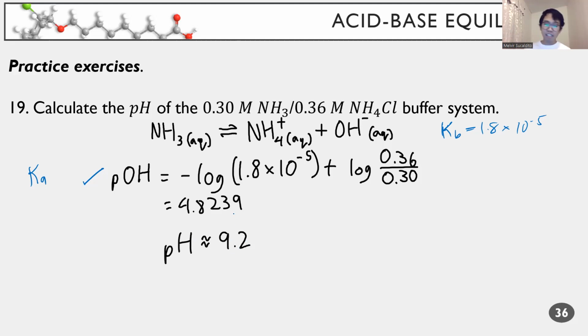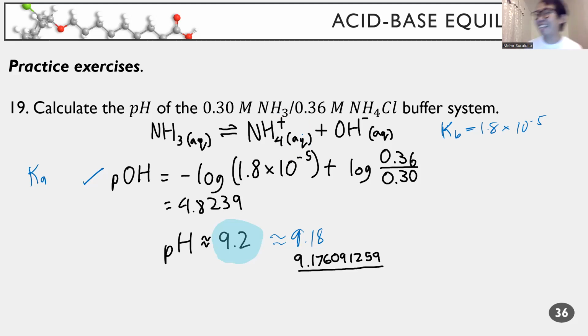Okay, so the final answer is around 9.2, or around 9.18, right? So be careful. Kaya ito yung pinili ko kasi this is a basic buffer. Okay. It's a very evil problem.